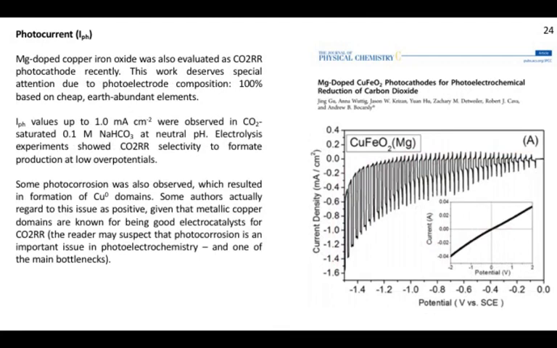We also have this one. This one is really interesting because it's only based on earth-abundant elements, so it's probably a cheap material. And these photocathodes also show photocurrents up to 1 milliamp, so this is really good for CO2 reduction. Again, some photocorrosion observed by the formation of metallic copper domains. Though some authors actually, let's say, like it because metallic domains can increase the electrocatalytic activity of a semiconductor.